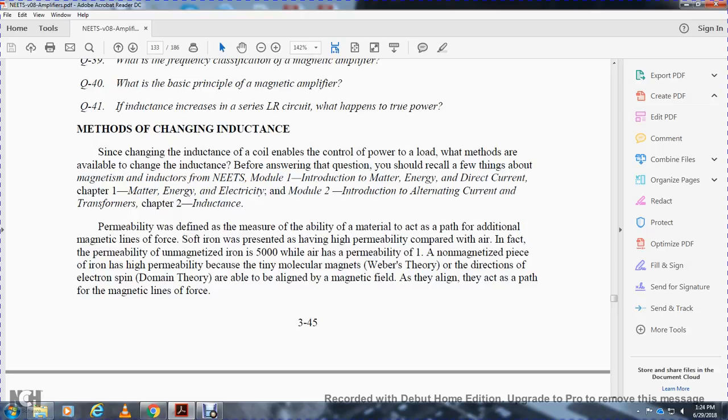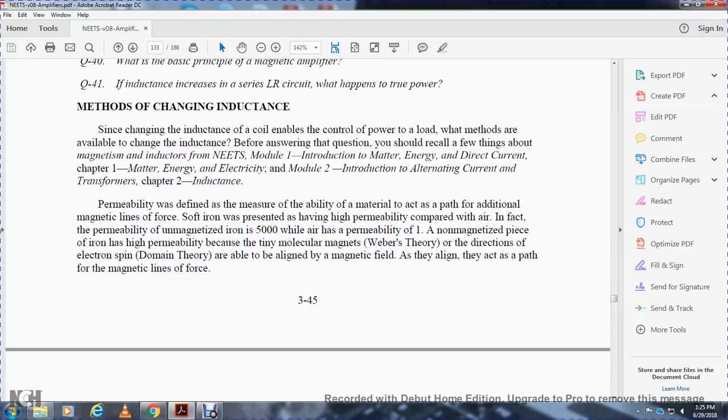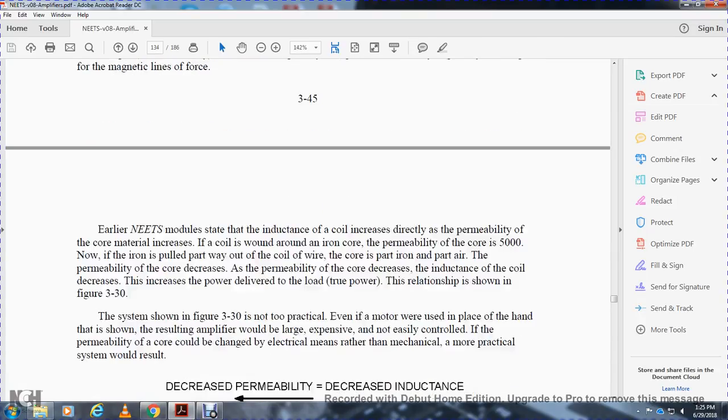Permeability was defined as a measure of the ability of a material to act as a path for additional magnetic lines of force. Soft iron was presented as having high permeability compared with air. In fact, magnetized iron has a permeability of 5,000, while air has a permeability of 1. An unmagnetized piece of iron has high permeability because of its tiny molecular magnets. In Weber's theory, these electron-spin domains are able to be aligned by a magnetic field. As they align, they act as a path for the magnetic lines of force.